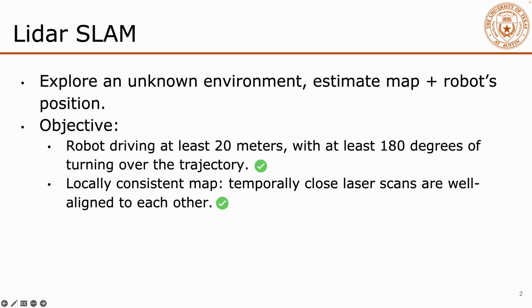So our project is Lidar SLAM. In Lidar SLAM, we use the lidar sensor to explore an unknown environment, and we have to estimate the mapping and the robot location at the same time. So our objective has two parts. First of all, the robot should be able to drive over 20 meters and with at least 180 degrees of turning. And secondly, we have to produce a locally consistent map, which means that the closer laser scans should be able to align to each other.